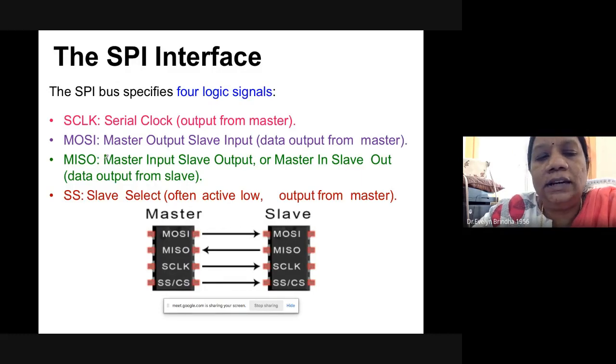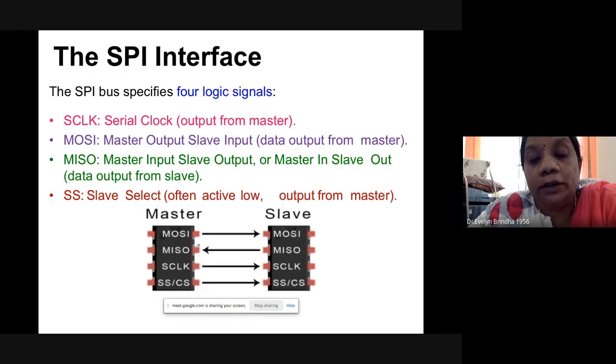The third signal is the opposite of it: master input, slave output. I told you this is a full duplex communication, so communication can happen from master to slave and also from slave to master. So this signal is the opposite: the slave is giving the output, whereas the master is receiving it as an input. So this is the sending signal, and this is the receiving signal. Clear?